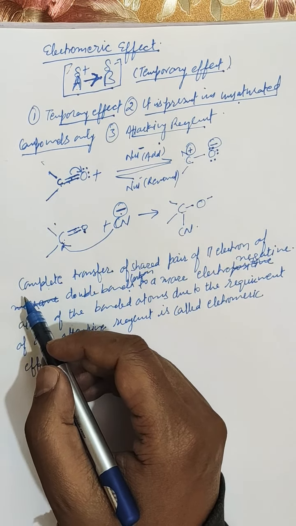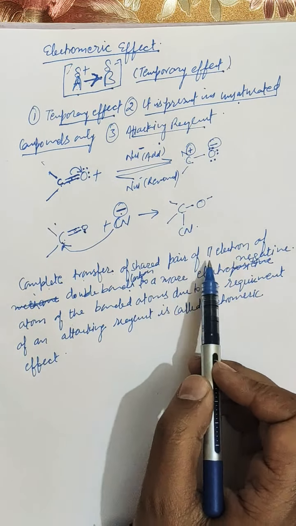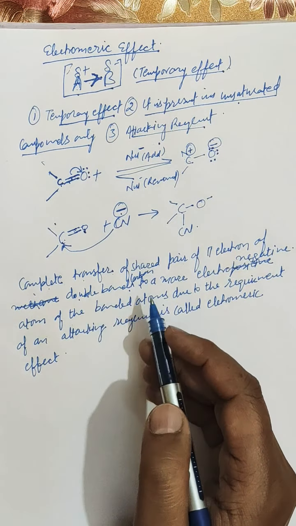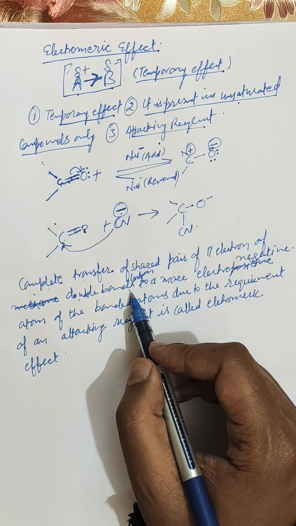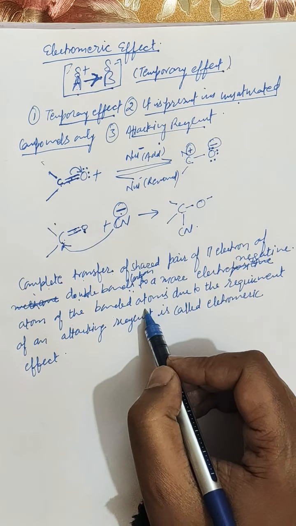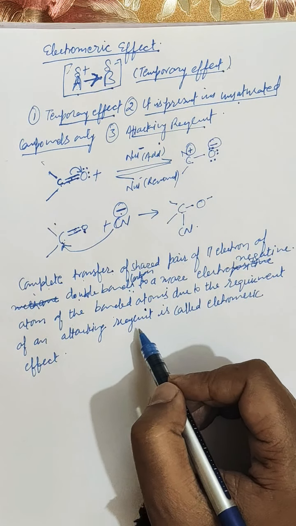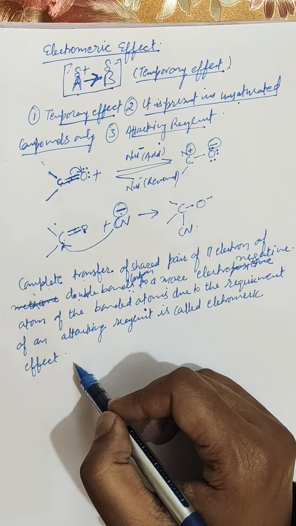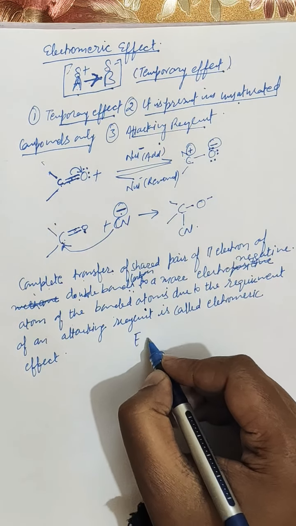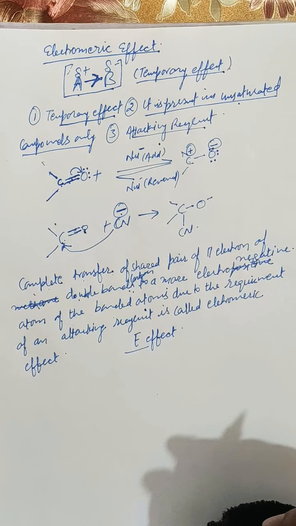So we may write the definition of the electromagnetic effect as the complete transfer of a shared pair of pi electrons of a double bond or a multiple bond of a multiple bonded carbon to a more electronegative atom of the bonded atoms due to the requirement of an attacking reagent, and it is called the electromagnetic effect. It is also written as E effect, that is, electromagnetic effect.